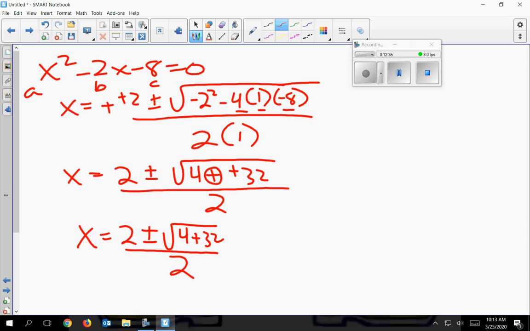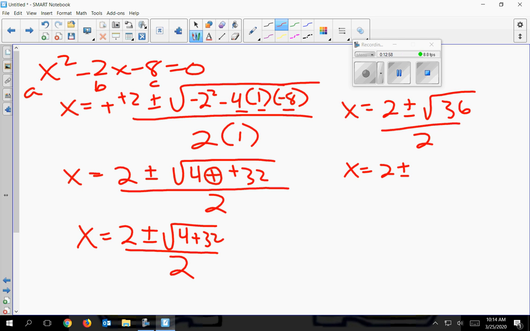I think you'll notice that these kinds of problems take up a lot of room. Write small, be efficient. And I'm writing out every step. There's stuff here you could probably do in your head a little bit. Square root of 36 all over 2. So 2 plus or minus the square root of 36, that is perfect. It gets me 6 over 2.